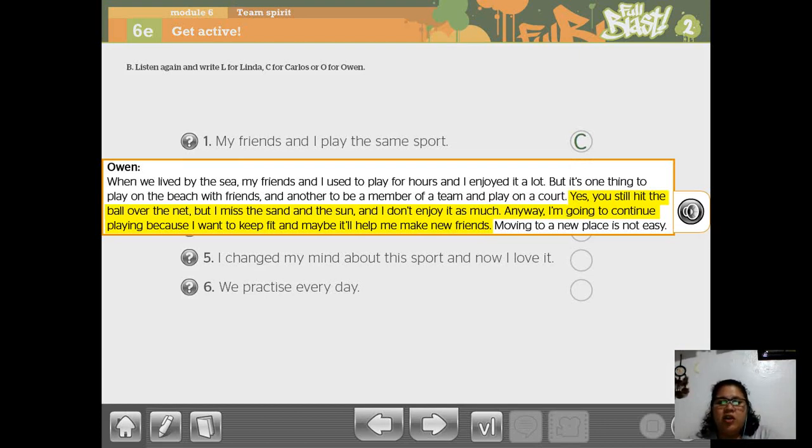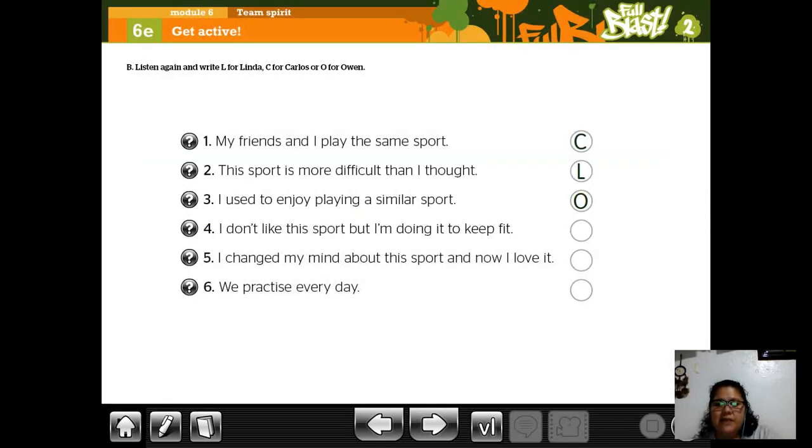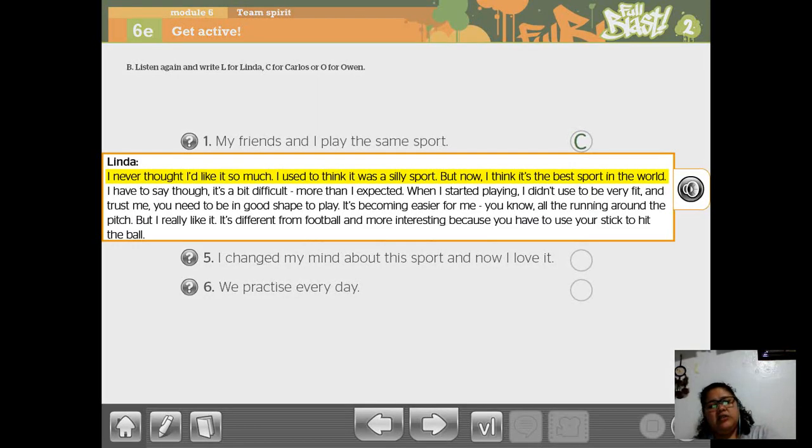Used to hit the ball over the net, but I miss the sand and the sun. Well, me gusta más el voleibol de playa, I guess. Owen. Number 5, I changed my mind about this sport and now I love it. Who mentioned this? I never thought I liked it so much. I used to think it was a silly sport, but now I think it's the best sport in the world. Linda.